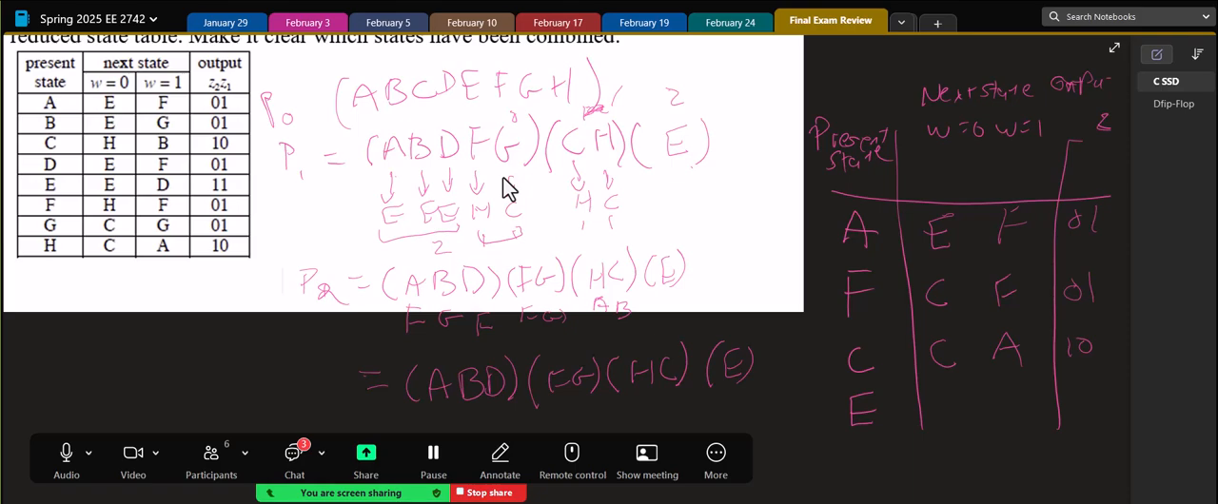And then E goes to E. And then E goes to D, which we are calling A. And the output for E is 1, 1. So that is our reduced state table.